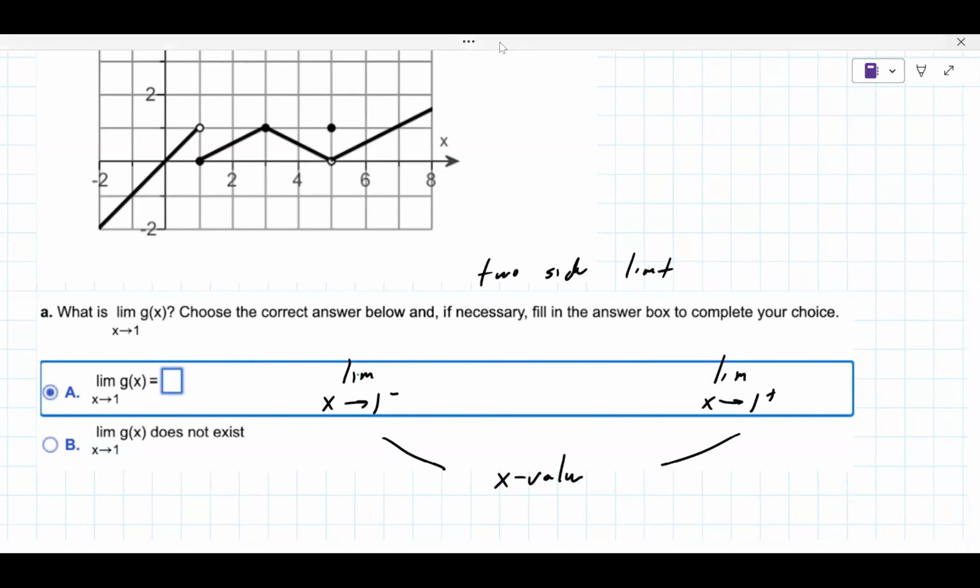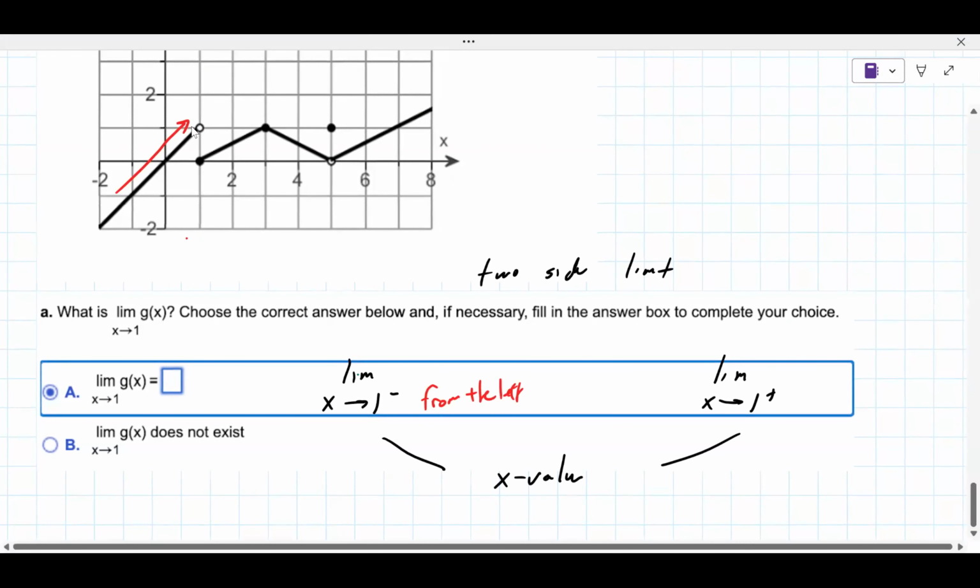Okay. You want to make sure that's really clear. There's x equal to 1 right there. Now from the left literally means from the left. So what is the y value that it approaches? 1. So this equals 1.